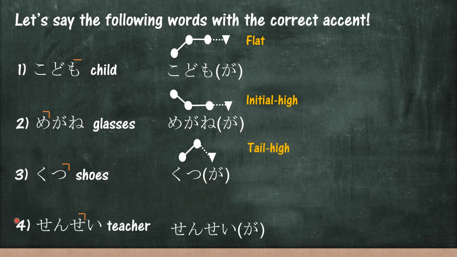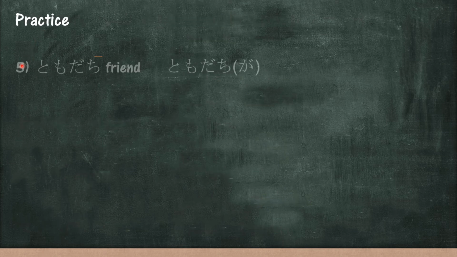Number 4, teacher. Check the answer. 先生、先生、先生が、先生が. Middle high type. Number 5, friend. Check the answer. 友達、友達、友達が、友達が. Flat type.